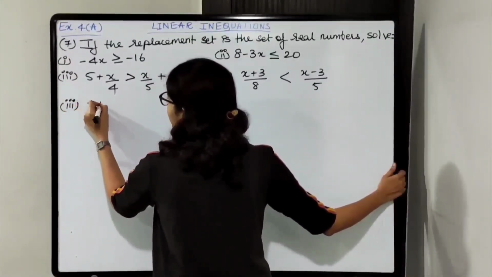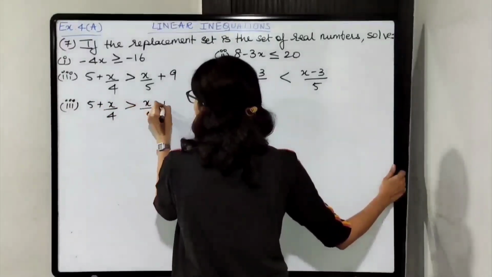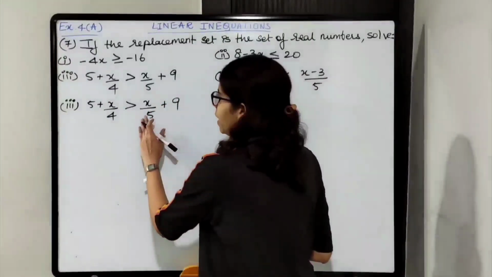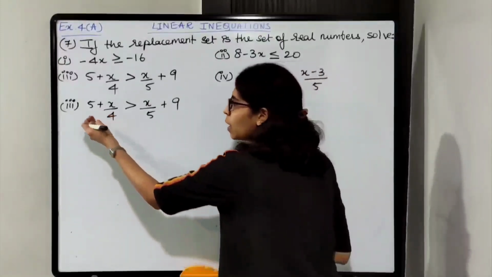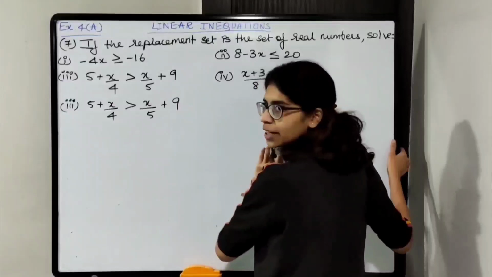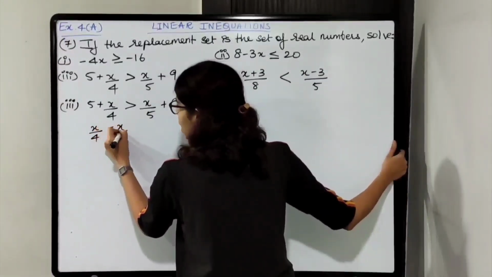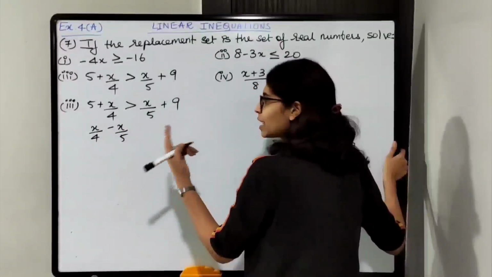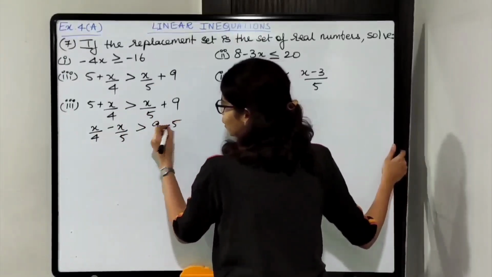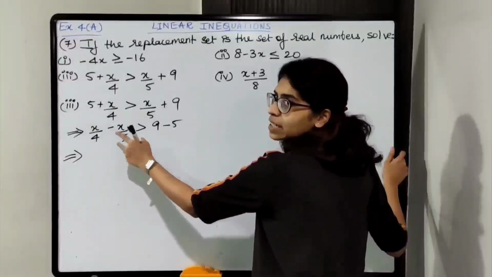Third part, 5 plus x by 4 is greater than x by 5 plus 9. So x we group together and number together. So इसको shift करते हैं in LHS and 5 in the RHS. So x by 4 as it is minus x by 5 हो जाएगा. Your shifting so sign will change. Is greater than 9 as it is and minus 5. You will take LCM over here.